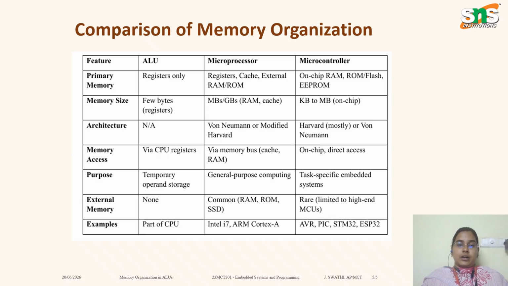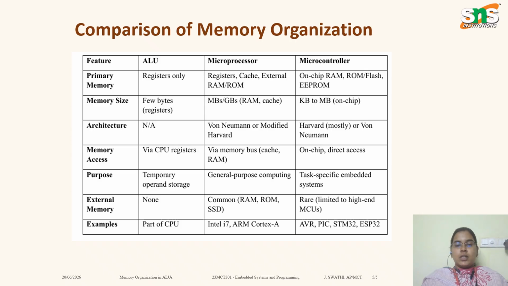For memory access, the ALU will access via the CPU registers. The processor will access via the memory bus. The microcontroller is inbuilt, so it has on-chip direct access. As for purpose, the ALU is short storage and the processor is general purpose computing. The controller is task specific, so it needs a memory.